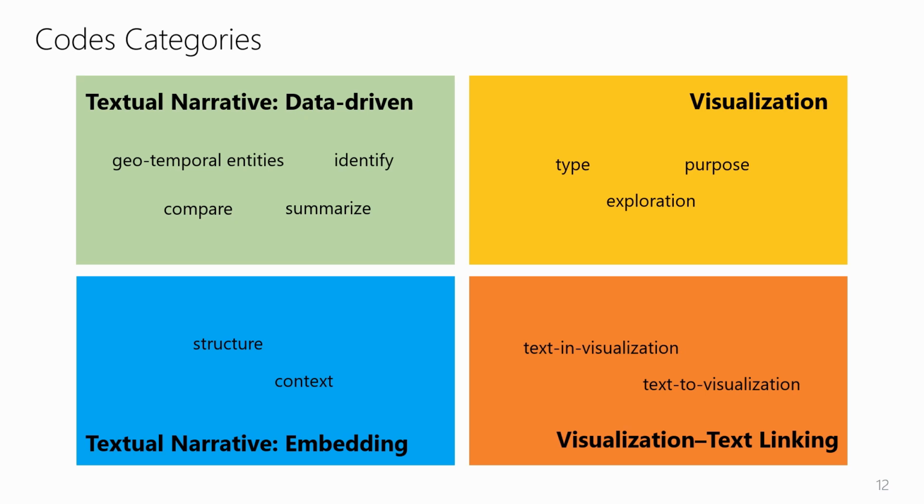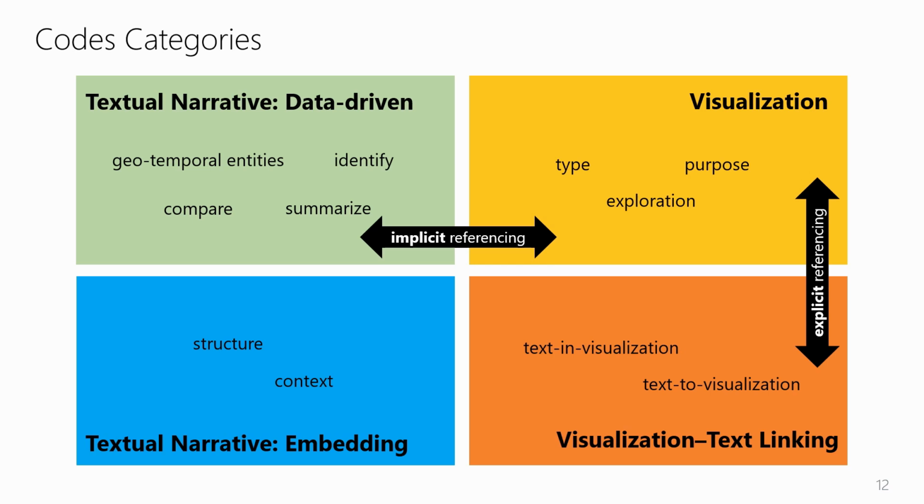The textual narrative is roughly split into 2 parts. First, the data-driven part that communicates the analysis findings. This part of the text implicitly references various parts of the visualizations. Second part of the text serves as an embedding and either provides structure to the story or adds various types of context. The visualization text linking category refers to either the text elements that appear inside a visualization or those sentences in the textual narrative that explicitly refer to the visualizations.